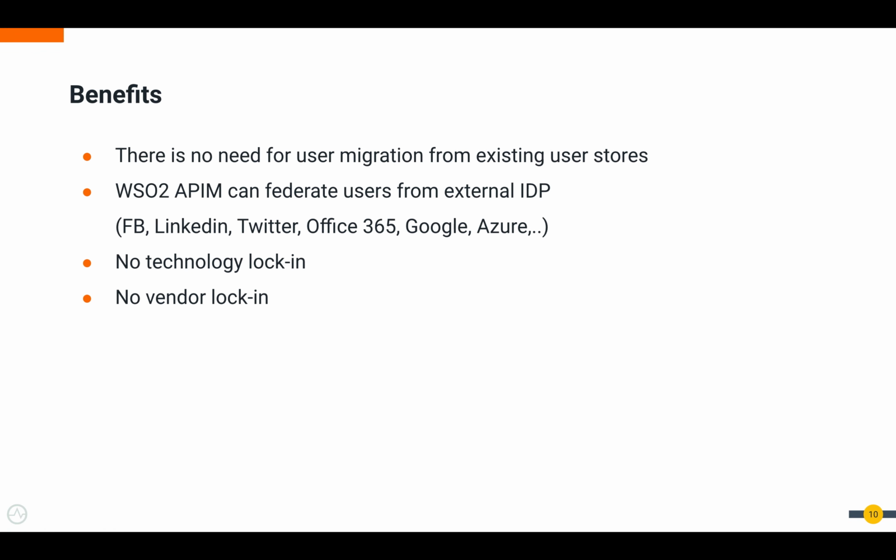In summary, using WSO2 API management, there is no need for any user migration when integrating with a new user store. API management can connect directly, or, as we have shown today, can use any external provider to allow users access with the correct permissions. With this approach, users can choose any identity provider to validate their identity, like Facebook, Twitter, Google, Office 365, LinkedIn account, etc. There is no vendor or technology lock-in by using the WSO2 open source solution.